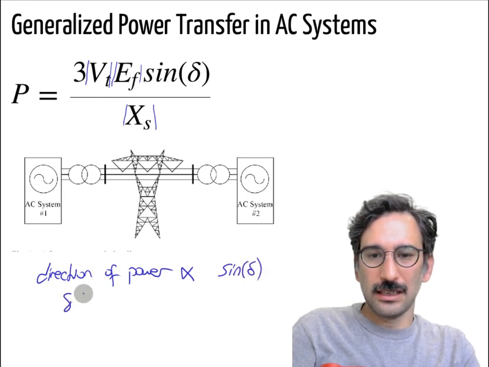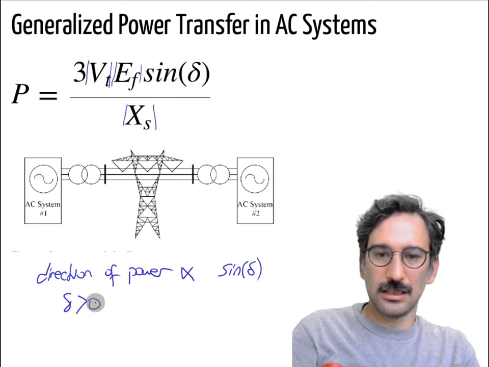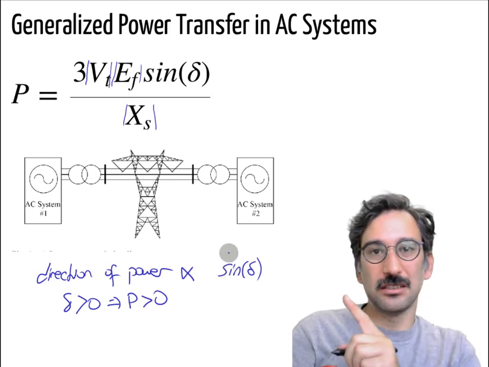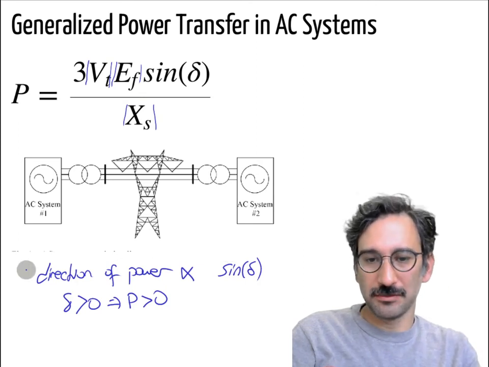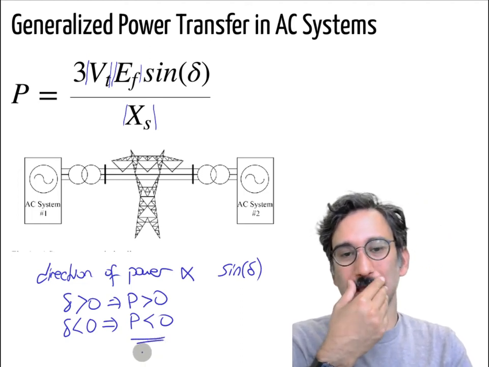And if delta is larger than 0, then power flow is larger than 0, because a positive value of sine, again I'm thinking it is between 0 to 90 degrees. Okay, that's the stable point. Or if delta is less than 0, then power flow will be negative. So what does it mean?